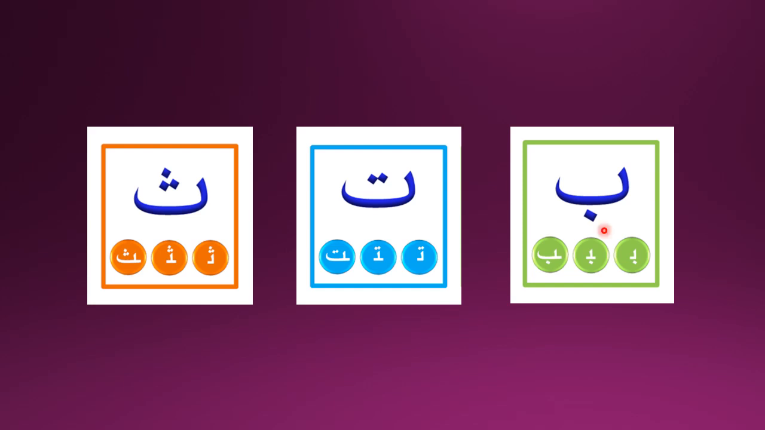Ba has one dot, just one under it. Ta has two dots on its top. And Tha has three dots on it. So you can easily recognize the letters because of their dots. Ba has one, Ta has two on it, and Sa has three.